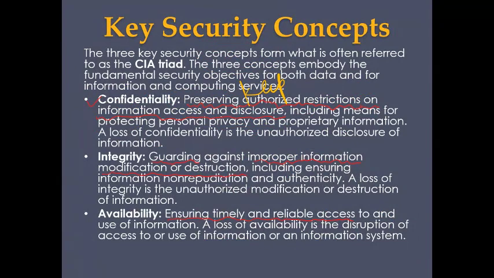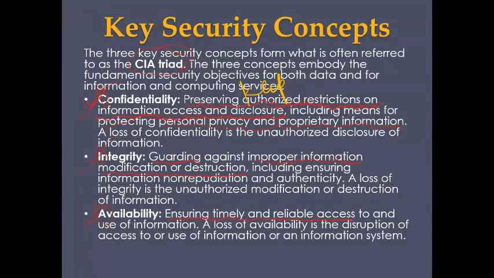So the key security concepts here are confidentiality, integrity, and availability. Sometimes it is also known as the CIA triad. Triad means three: one, two, three. C for confidentiality, I for integrity, and A for availability. Confidentiality is the keyword for preserving authorized restrictions on information access and disclosure. It includes protecting personal privacy and proprietary information. The loss of confidentiality is a big problem, most of the time related to computer security.